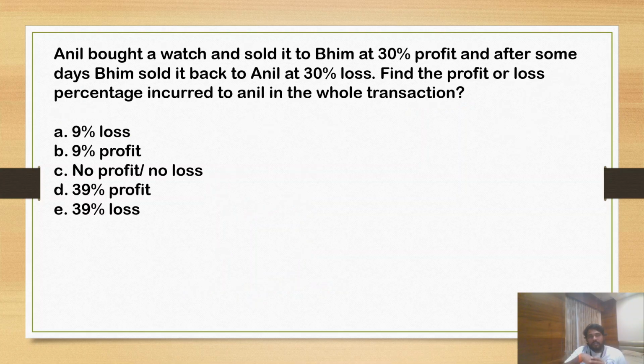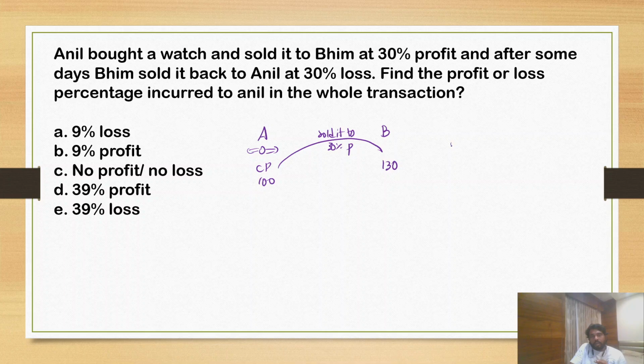This is the last question in this video. Anil bought a watch and sold it to Beam at 30% profit, and after some days, Beam sold it back to Anil at 30% loss. Find the profit or loss percentage incurred by Anil in the whole transaction. Let's say Anil bought a watch at 100 rupees and sold it to Beam at 30% profit, which means Anil's selling price would be 130.